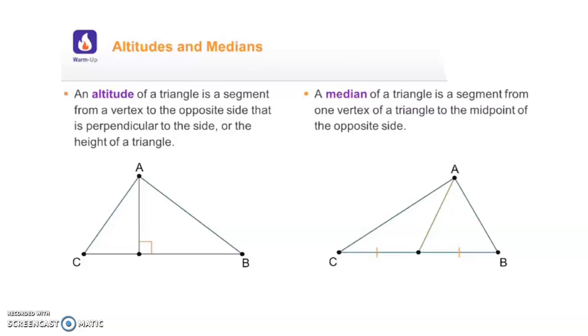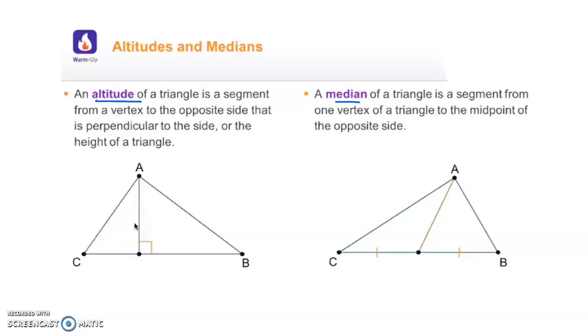In this lesson we're going to talk about some new terms, called centroid and orthocenter, and they're all dealing with triangles. So there are some definitions that we need to know first. The first ones are altitude and median. The altitude of a triangle is when you take any vertex and draw a perpendicular line to the opposite side. That is also called the height of a triangle.